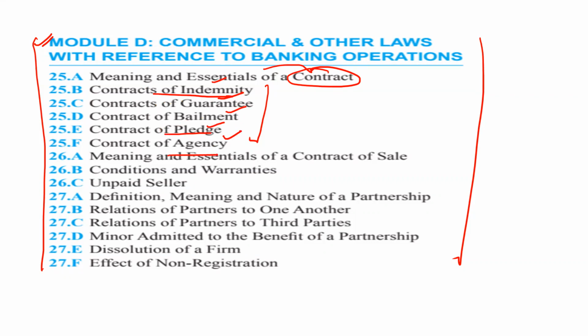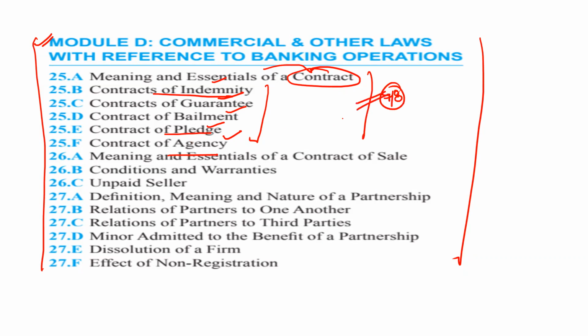Second, the contract of guarantee. Third, the contract of bailment. Fourth, the contract of pledge. Fifth, the contract of agency. Okay, so all these contracts are total 6 topics, and we will get 7 to 8 marks here.